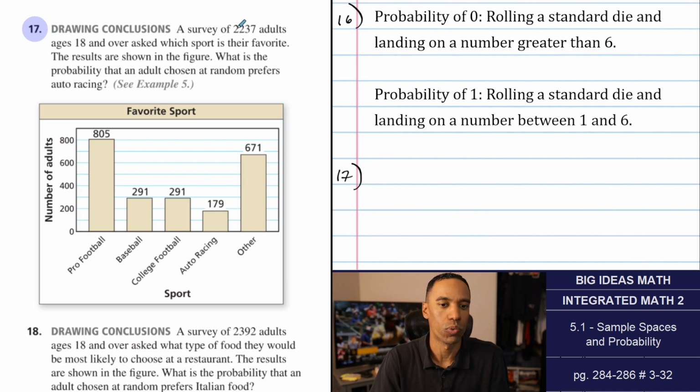A survey of 2,237 adults aged 18 and over asked which sport is their favorite.